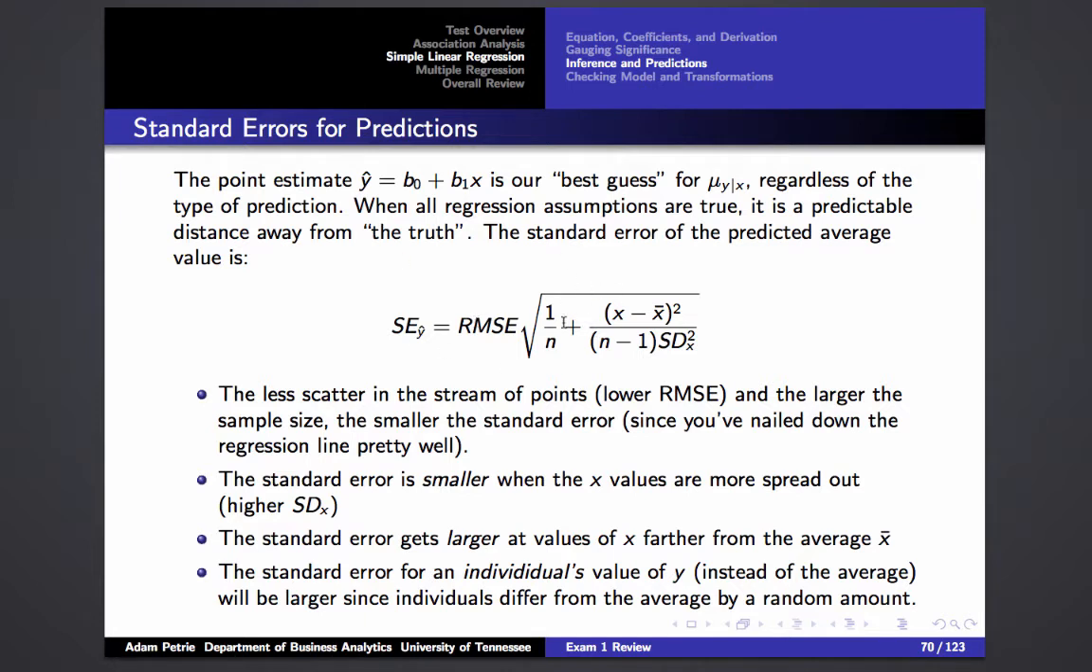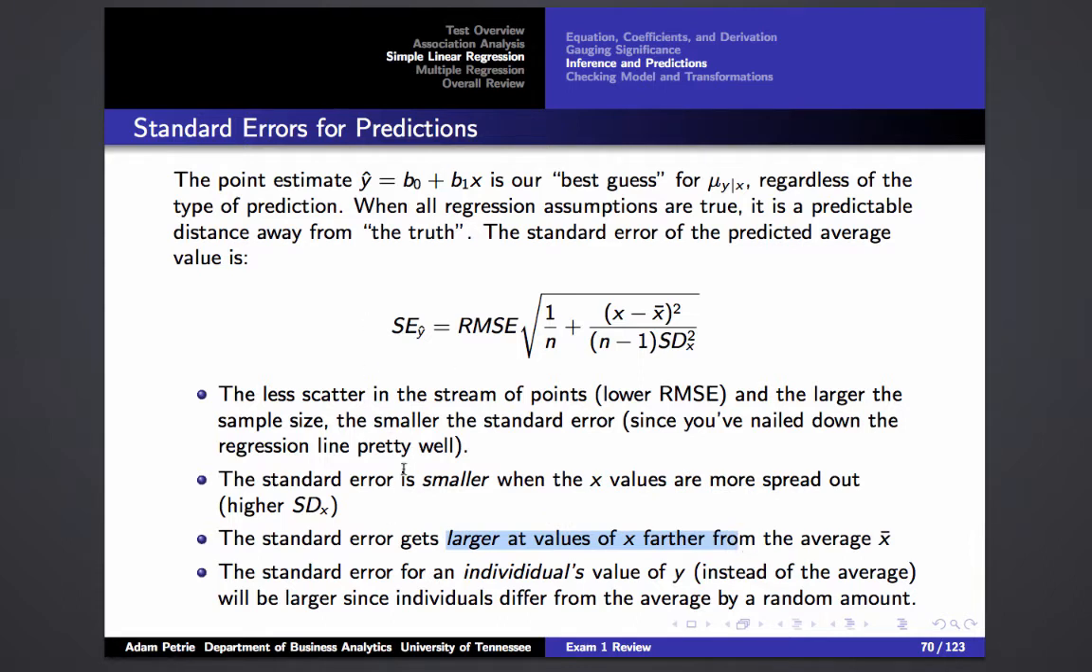So here's the formula. Here are some key bits on how much uncertainty we have with our prediction, and how that varies based on the amount of scatter in the stream of points, how spread out the x values are, and how far away we're predicting from the average value of x.